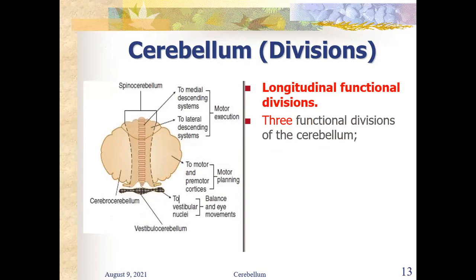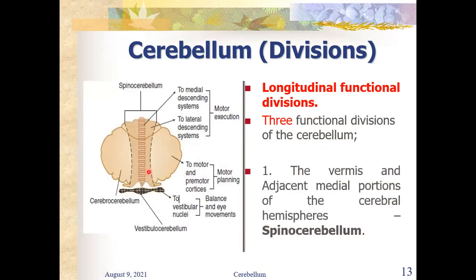Then functionally, we have three divisions of the cerebellum. We have the vermis and the adjacent portions, known as the spinocerebellum. You can see the spinocerebellum here, and then you can see the functions it plays during control of motor movements. So we have connections with the descending systems, which are the anterior and lateral corticospinal tracts, as well as the extrapyramidal tracts.